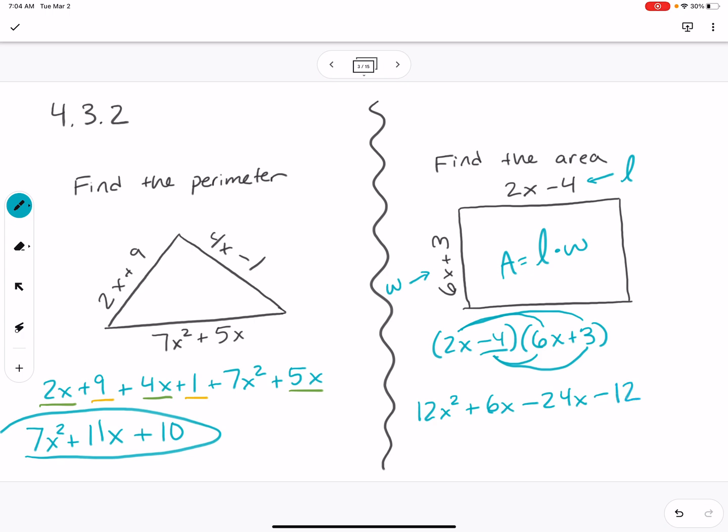Now I do have a couple like terms here. I got a 6x and a negative 24x. So at the very end, when I combine those, I'm going to have 12x squared minus 18x minus 12. And that would be my area.